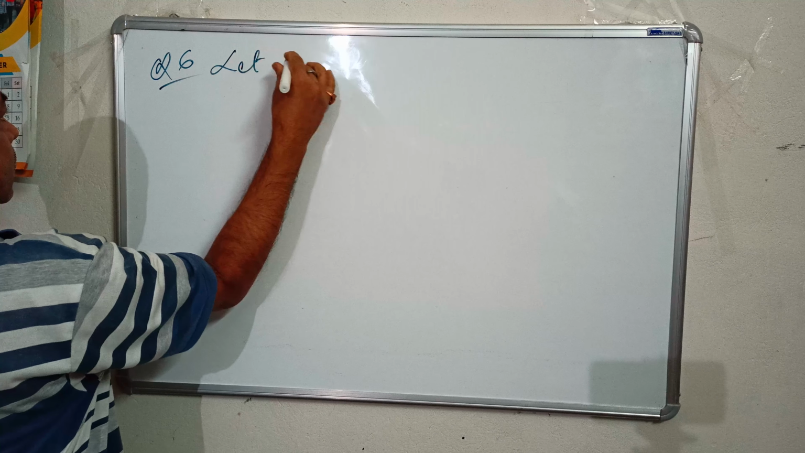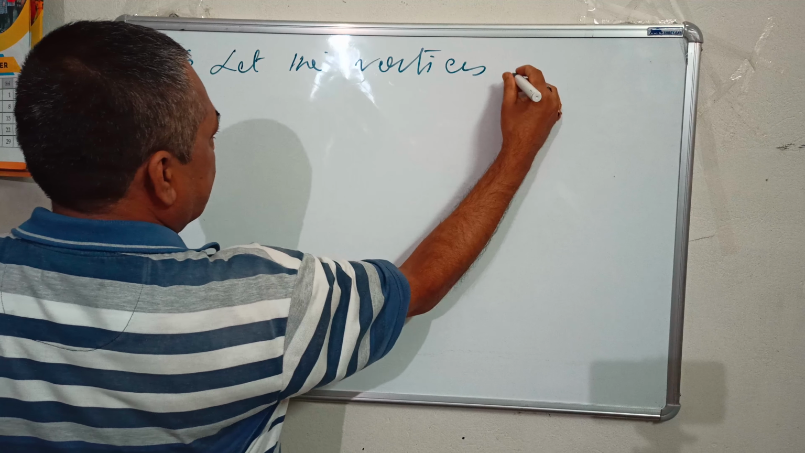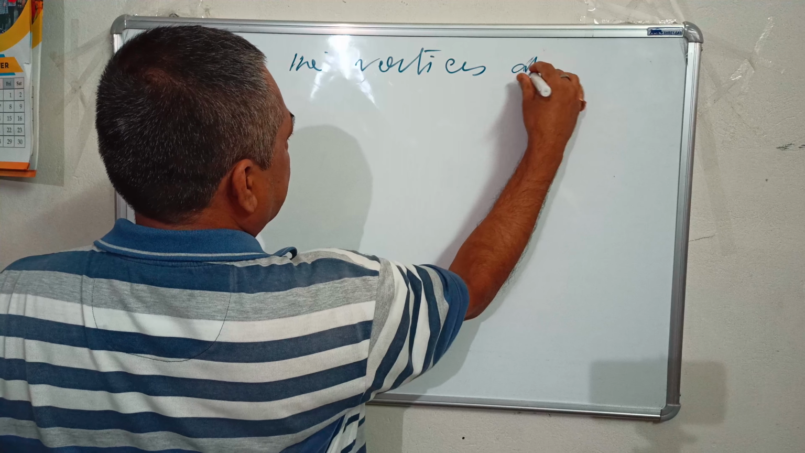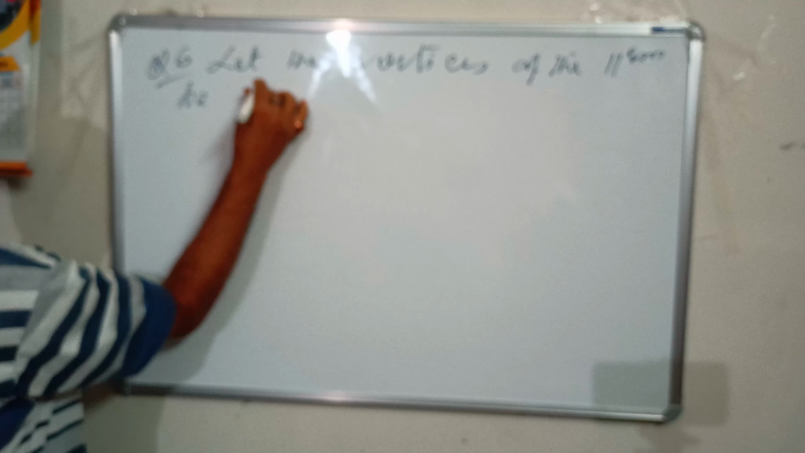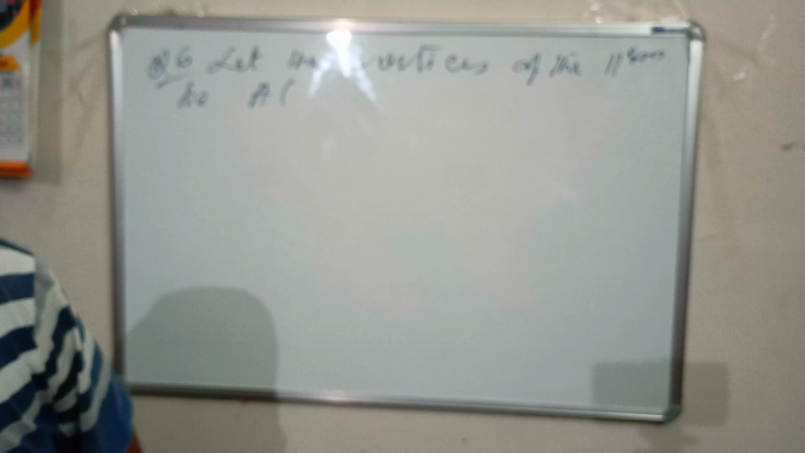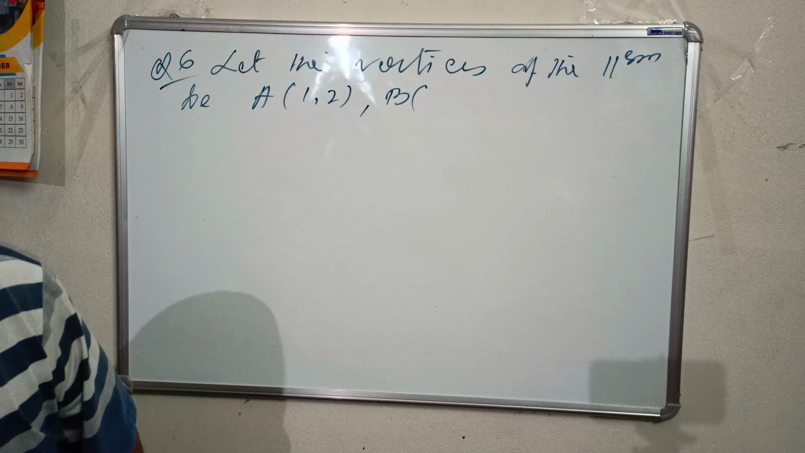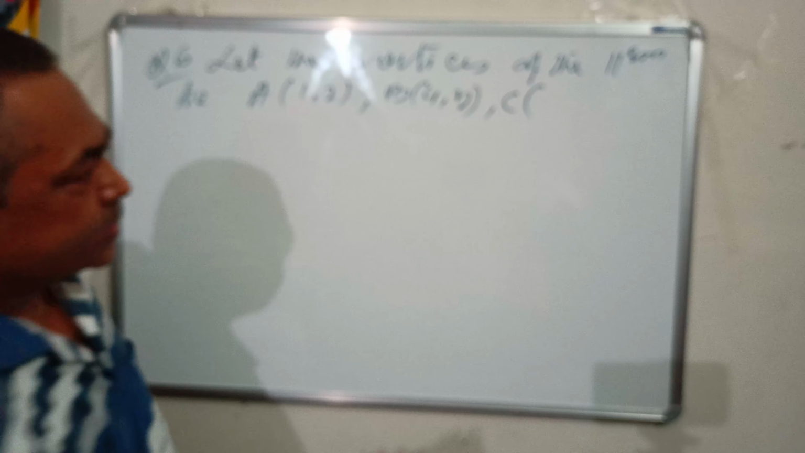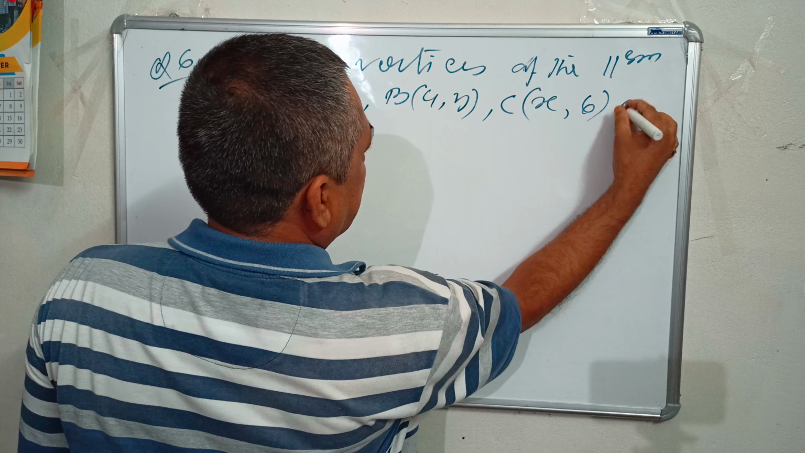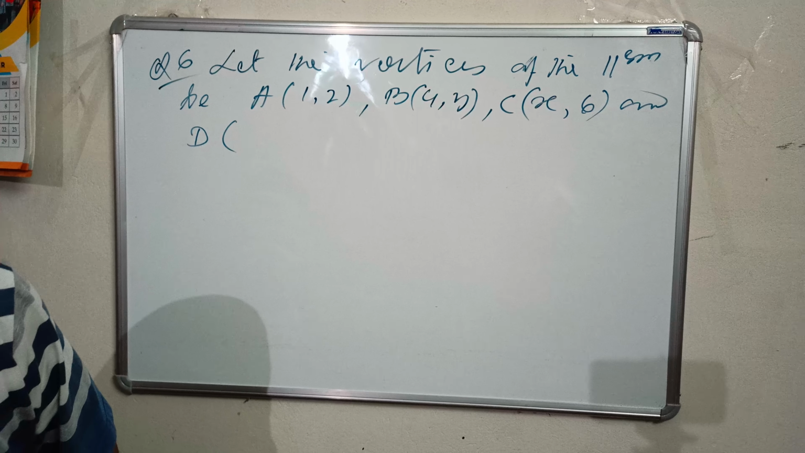Let the vertices of the parallelogram be A, B, C, D. First point A is (1, 2), B, the second point, is (4, y), C, the third point, is (x, 6), and D is the last point, that is the fourth point. D is (3, 5).